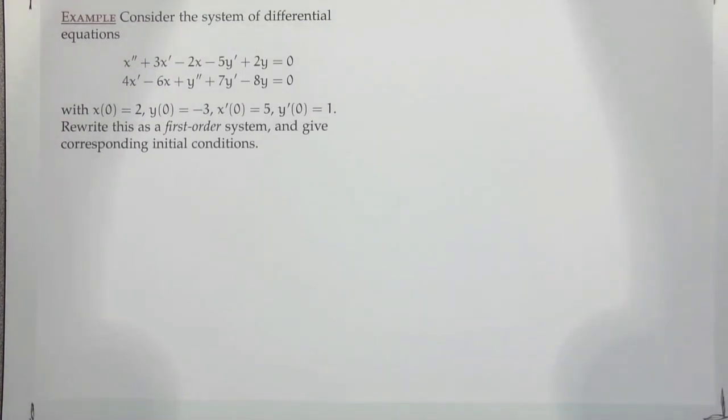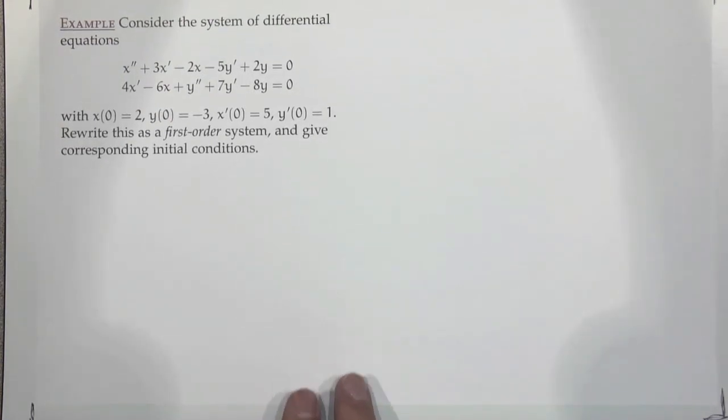So consider the system of differential equations. x double prime plus 3x prime minus 2x minus 5y prime plus 2y equals 0. 4x prime minus 6x plus y double prime plus 7y prime minus 8y equals 0. x of 0 equals 2, y of 0 equals negative 3, x prime of 0 equals 5, y prime of 0 equals 1. And it says rewrite this as a first order system.